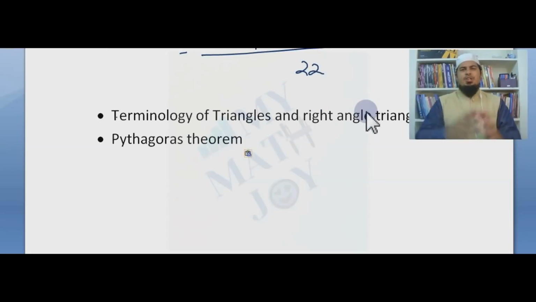Now let's understand the terminology of the triangles, how the triangles are there, what are the names of the sides, how many different types of triangles are there, and what are the relationships between sides and angles. Let us understand this concept, then proceed with Pythagoras theorem. That ends with our concepts which are required to understand the trigonometry. Let us take a triangle and proceed.